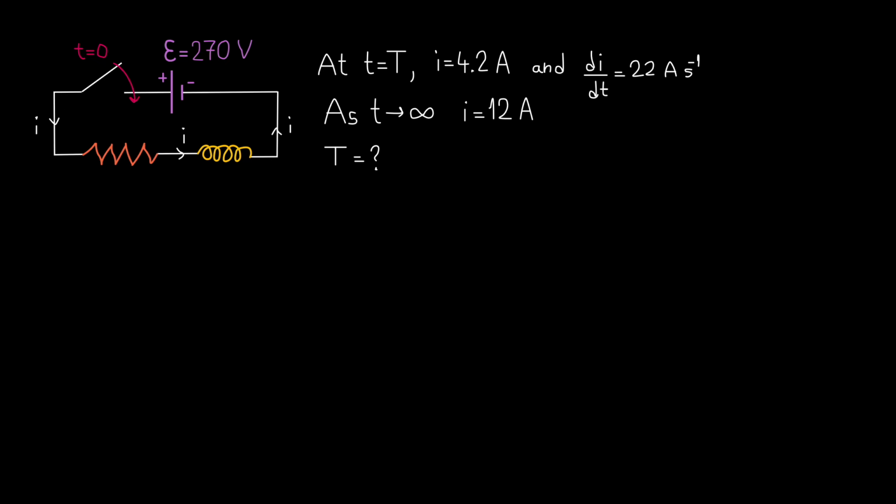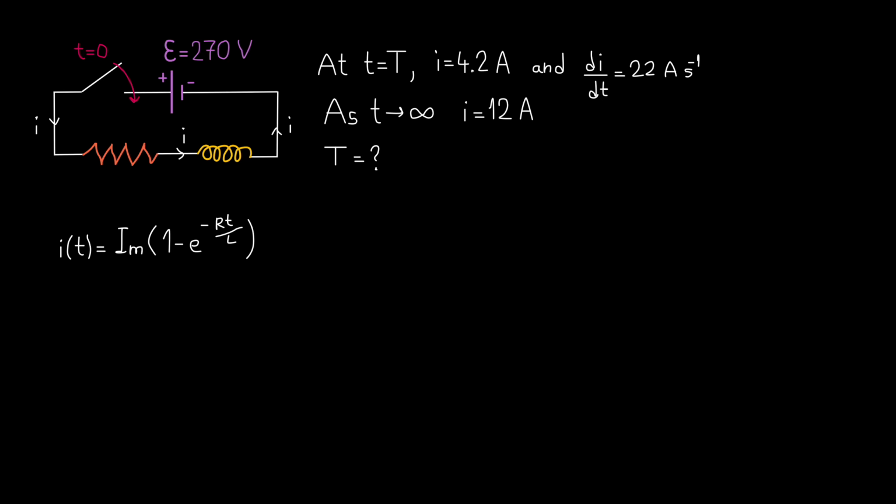At t equals capital T, the current in the circuit is 4.2 amps and the rate of change of the current is 22 amps per second. That's a positive rate of change. On the other hand, as t goes to infinity, after a long time after the circuit started, the current becomes 12 amps. That is the final value of the current when it becomes steady and it stops changing. The question is, what is capital T?